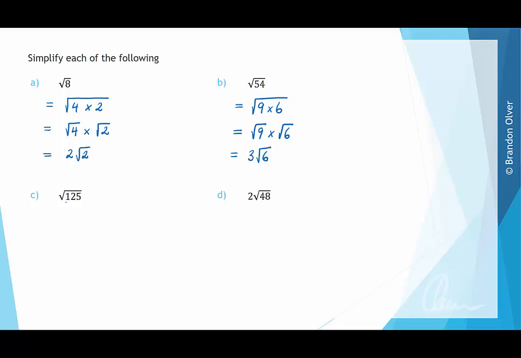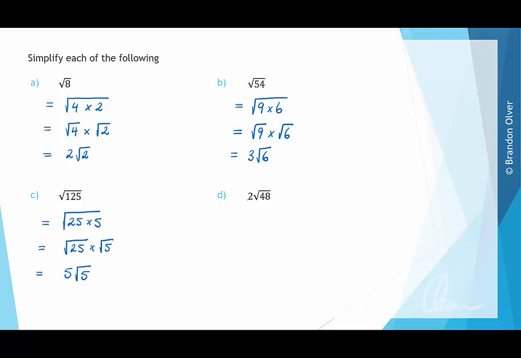For part C, we have the square root of 125, and the perfect square that goes into that is 25. So 25 times 5 will give 125. So we can write this as the square root of 25 times the square root of 5. And now the square root of 25 is just 5. Therefore the answer is 5 times the square root of 5.